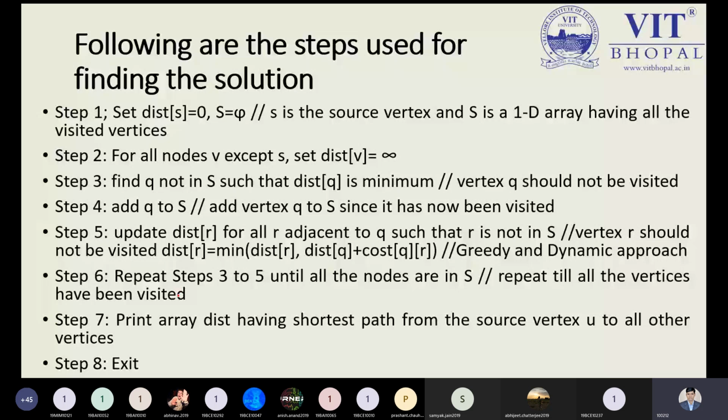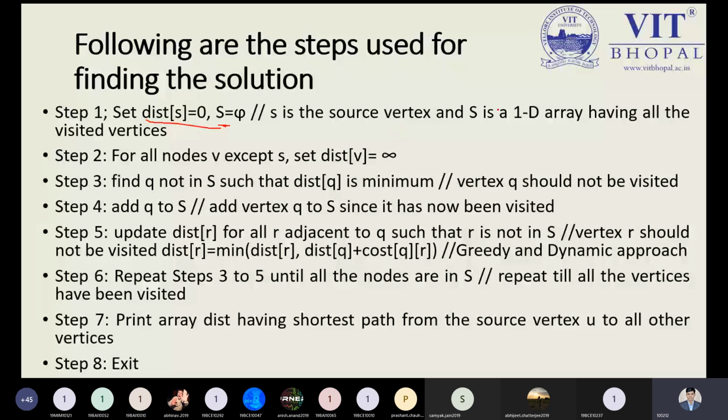Basically, this is all the step-by-step procedure written for giving the solution to the numerical problems we have. I am going through it step by step because this step-by-step solution provides the answer in an easy way. In step number 1, set the distance equal to 0, because the initial distance will be 0, and this s will be the source. S is a one-dimensional array, as I told you.